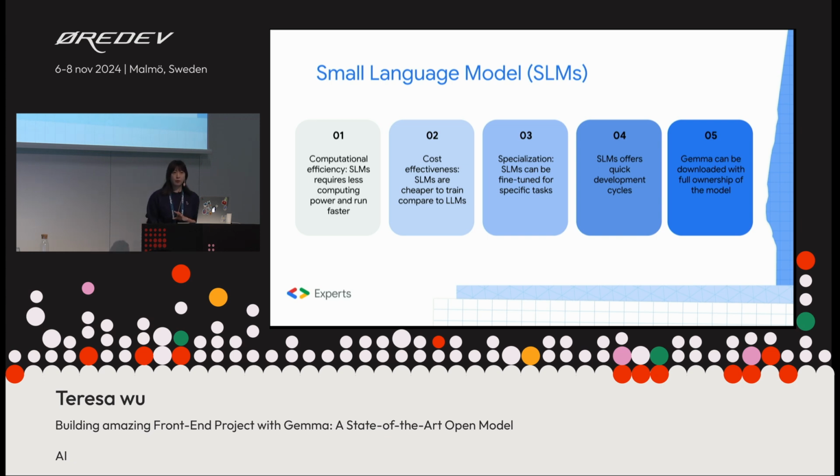It's a small language model. It's trained with less data, and you can train it a lot faster. And the beautiful thing here is you can download it. It's more cost effective. It's cheaper to train compared to a large language model. And you can also fine tune it. You can actually retrain it. But because the size of the model is small, when you retrain it, it doesn't take a few days. It takes maybe hours, depending on how big the data is that you use to train it. And it offers you a quicker development cycle, and you can own it 100%.